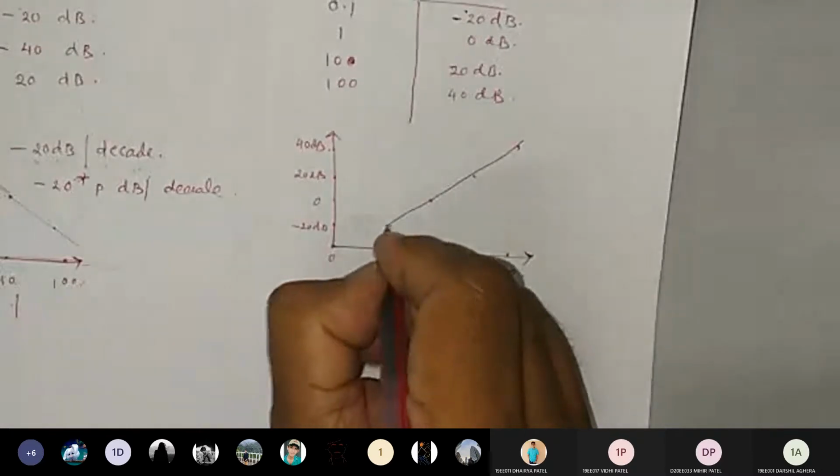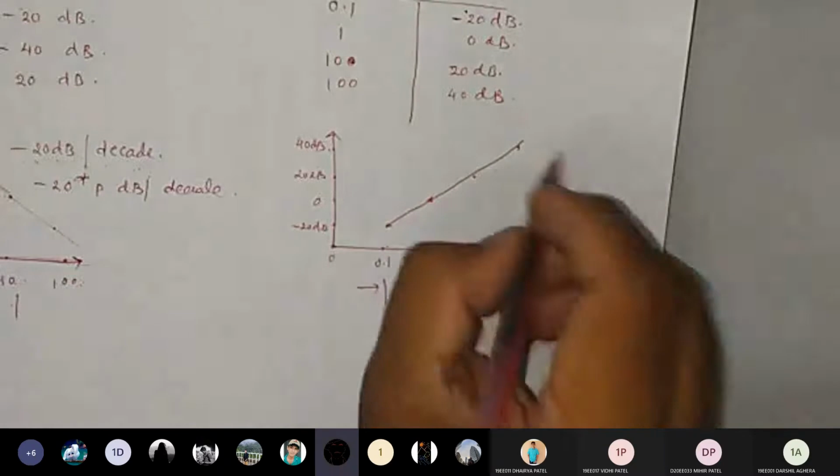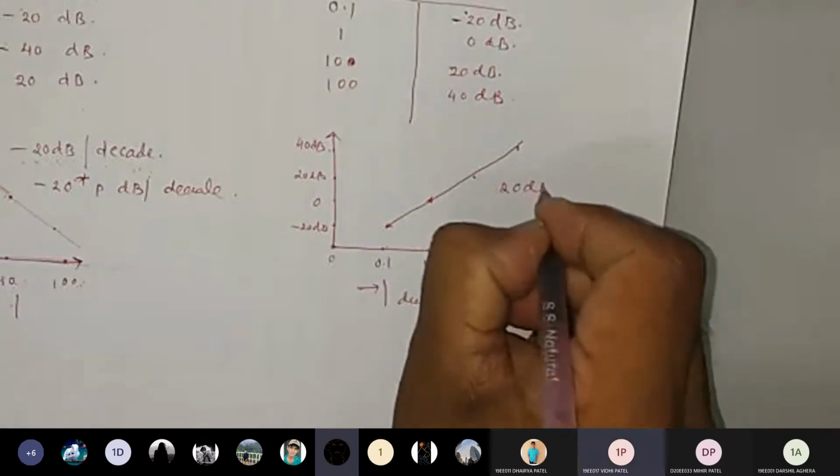For 1 decade, what is the slope? How much change occurred from here to here? 20 dB. 20 dB. 20.